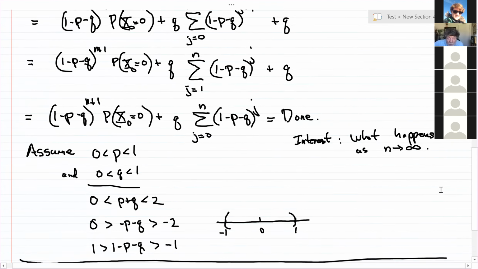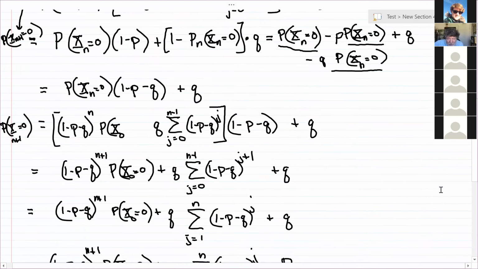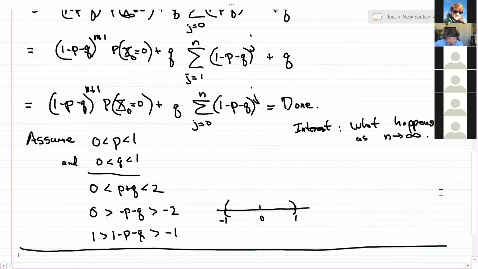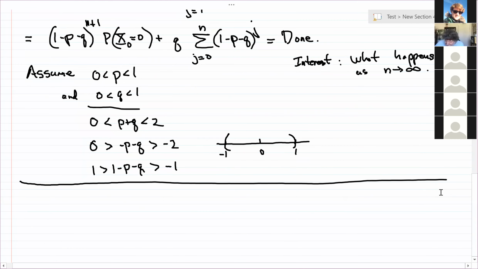I'm getting worried. I'm getting down by the end of my page here. So, okay, I'll push it a little further. Let's see. What's a geometric series?